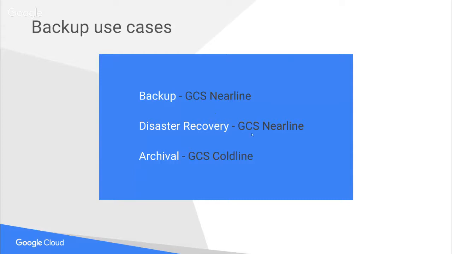Another one is, if in addition to reducing the cost, you also want to put your data in a geographically remote location for disaster recovery, perhaps 1,000 miles away, you can use GCS for that as well. And then another one is archival.